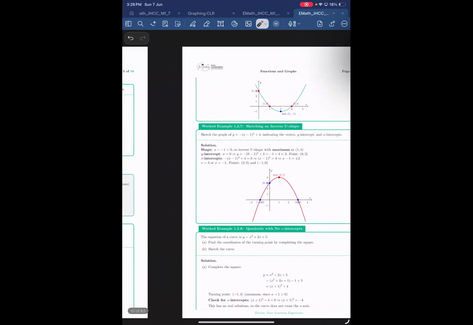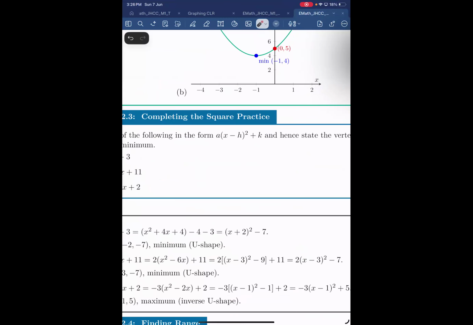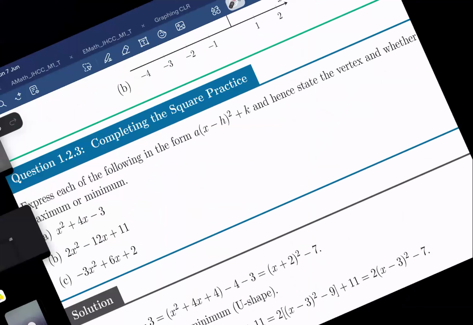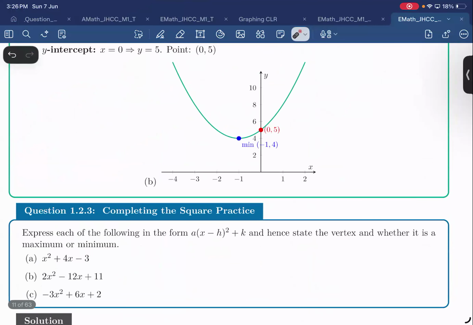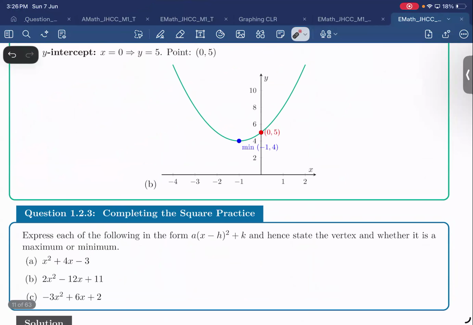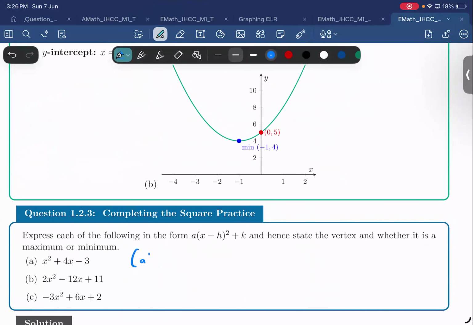Yeah, you can try this question first. Completing the square. I think this one, 1, 2, 3, I think A and C. Maybe about 4 minutes.